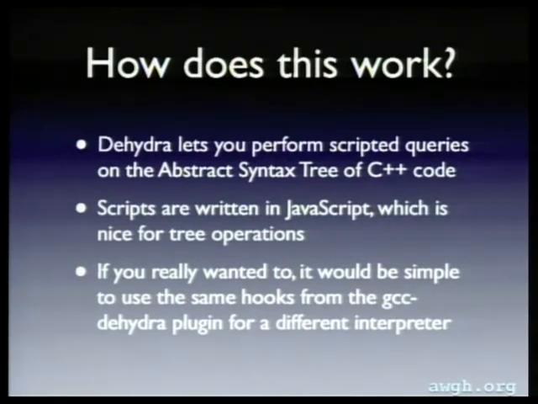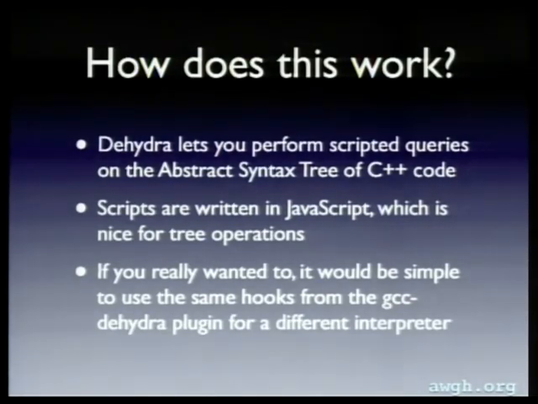I actually like that it uses JavaScript. It's kind of a toy language. Some people have problems with JavaScript, but it is really nice for tree operations. Basically, if you're moving around the DOM or just moving around the abstract syntax tree, using JavaScript is actually pretty nice. But if you really wanted to, looking at the GCC Dehydra plugin, looking where they hooked into the source of GCC to access the data in the abstract syntax tree, it would be very simple to go in and add an interpreter or add hooks for a different interpreter. Maybe you only use Lisp or Haskell or Erlang or whatever. I would still recommend looking at this plugin and just how they do the hooks.